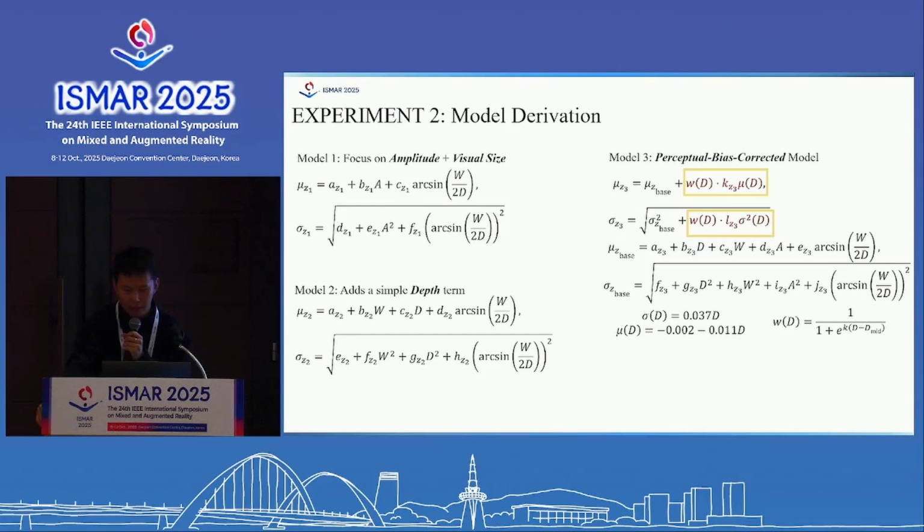The key idea is simple. We take a standard pointing model and add a perception correction part. This correction uses the error functions mu d and sigma d that we derived from experiment 1. Importantly, we use a weighting function omega d to apply this correction strongly in the near field, where it's most needed, and fade it out at further distances.